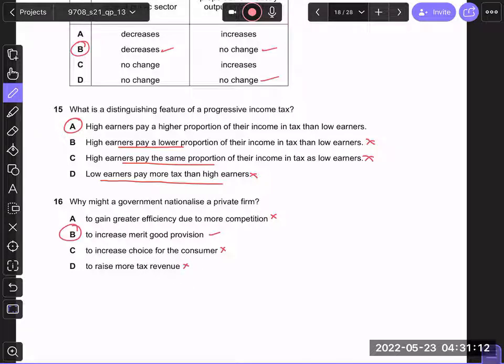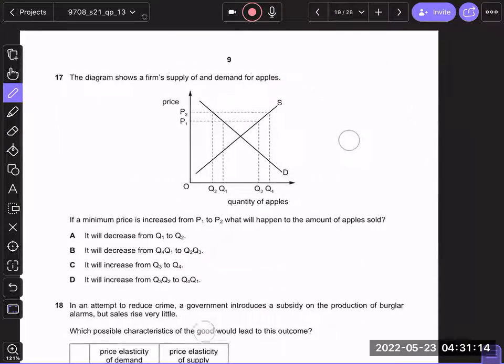The diagram shows a firm's supply and demand curves for apples. If the minimum price is increased from P1 to P2, पहले आपका minimum price ये था P1, now the minimum price is P2. What will happen to the amount of apples sold? Will decrease from Q1 to Q2. It will increase from Q3 to Q4.